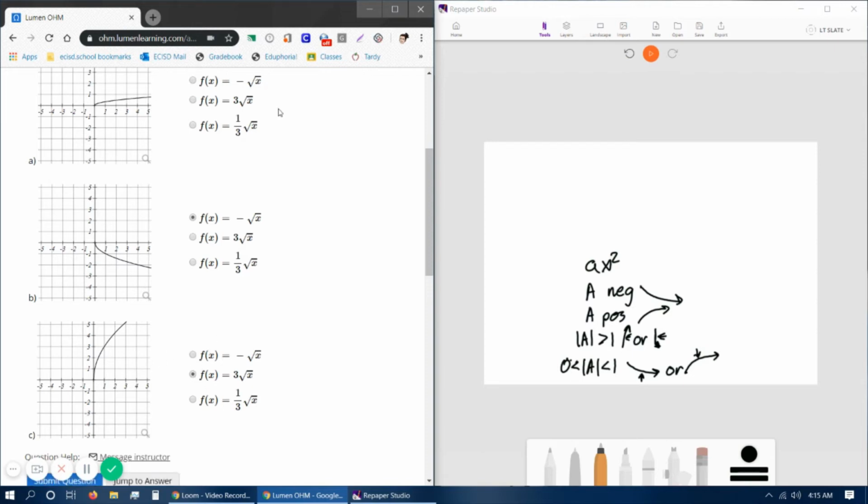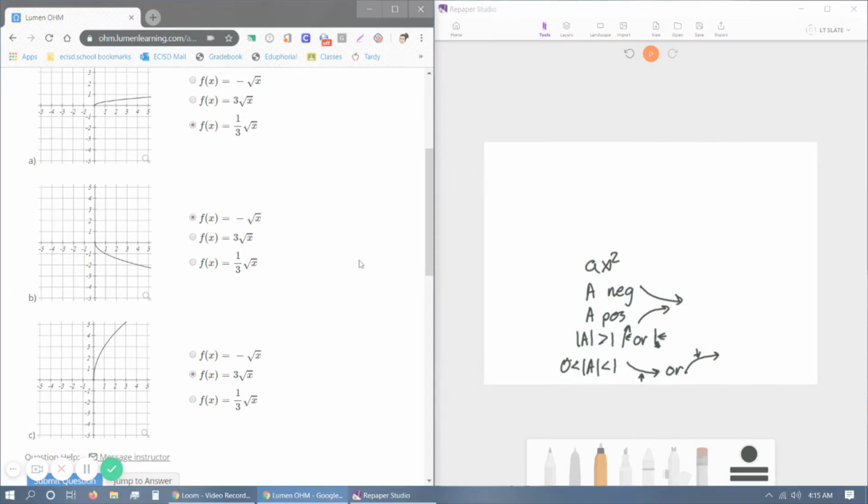On my last function, my a value is 1/3. Since this is between 0 and 1, the curve will be shallow. This means that the third function goes with the first graph.